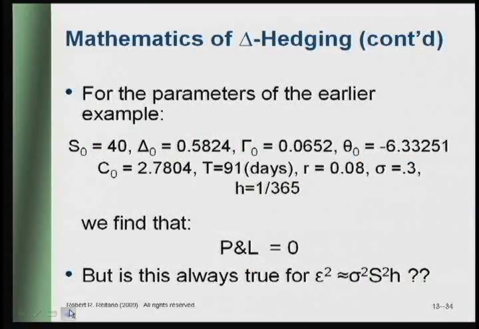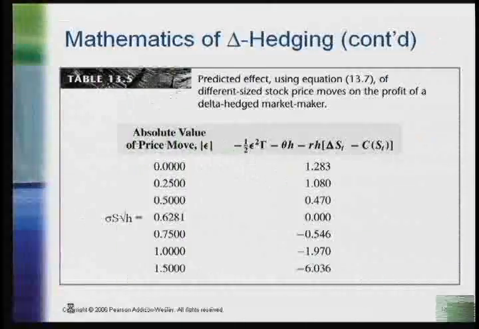So in the parameters of our problem, where we can actually look at the day one delta, gamma, theta, and so forth, we actually calculate a P&L to be 0, at least to a couple of decimal places. And it's the Black-Scholes analysis that tells us that when the change in the stock price is in fact a multiple of the standard deviation of stock prices, this is always true theoretically. And we'll see that coming up.